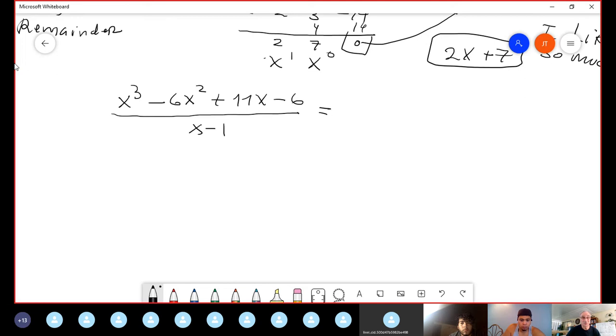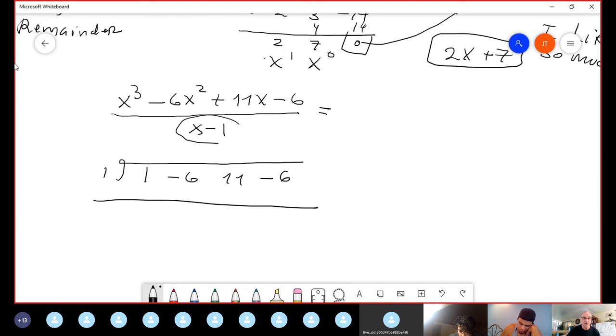This is interesting because you apply synthetic division 3 times. I copy 1, negative 6, 11, and negative 6. These are the coefficients: 1 invisible, negative 6, 11 positive, and negative 6. And you divide by 1. Remember, opposite sign: in the binomial you see minus 1, so you put positive 1 here. Bring down 1 directly, without any operation. Multiplication, 1 times 1 is 1. And now the subtraction gives negative 5.